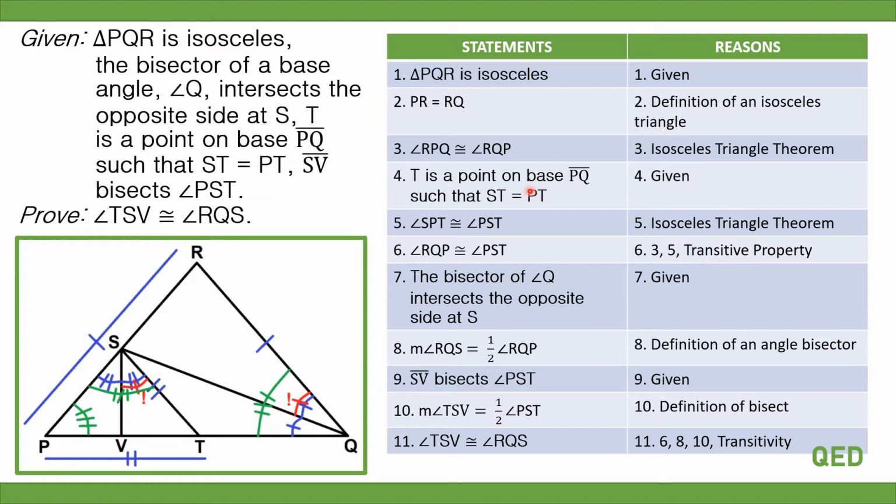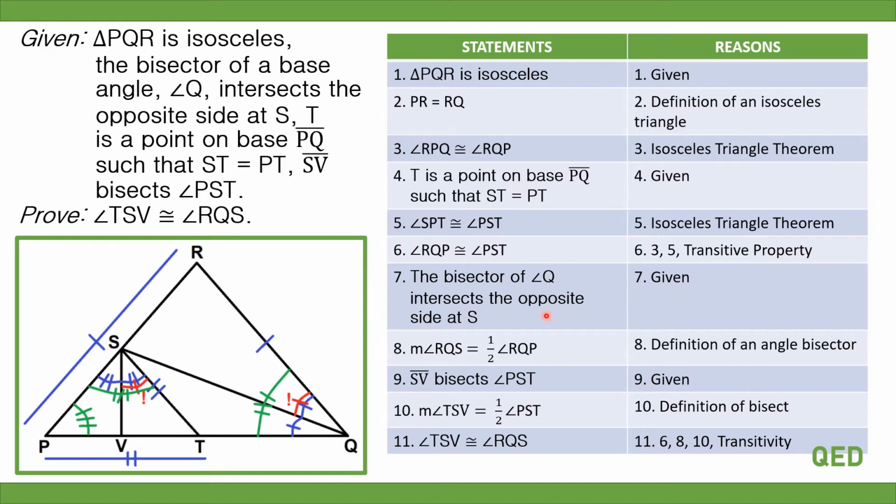Statement 4 was given. T is a point on base PQ such that ST equals PT. Statement 5 is a consequence of statement 4, that angle SPT is congruent to angle PST by the isosceles triangle theorem. Statement 6 is the consequence of statements 3 and 5. Angle RQP is congruent to angle PST by the transitive property.